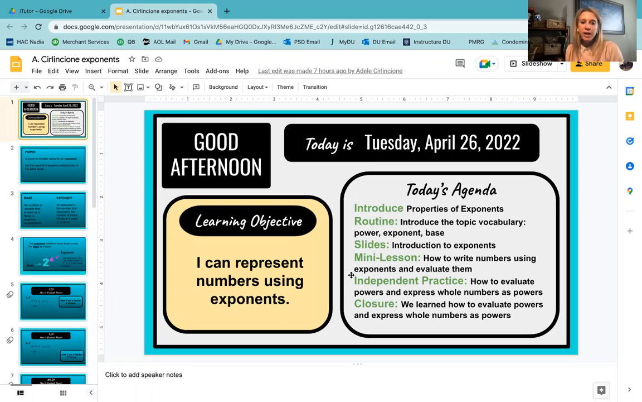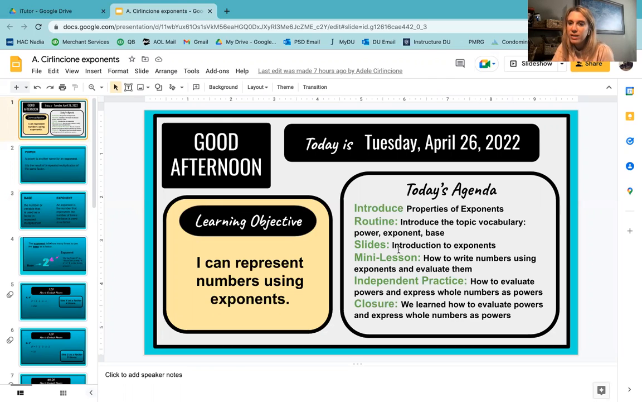So today's learning objective is I can represent numbers using exponents. Let's go over today's agenda. I'm going to introduce some properties of exponents. We're going to learn what an exponent is in mathematics. We'll go over the vocabulary, which includes power, exponent, and base.